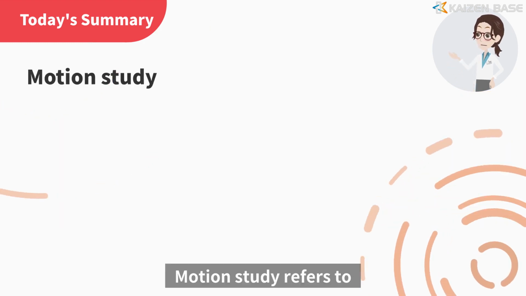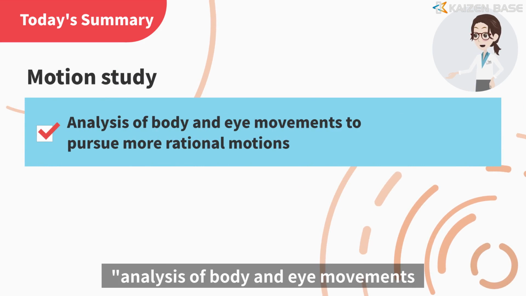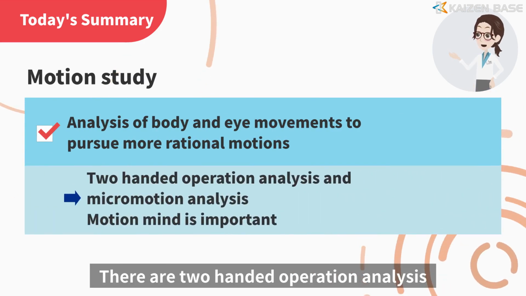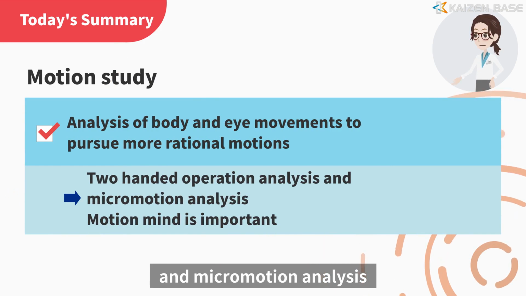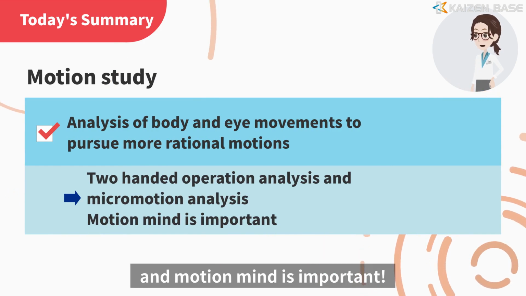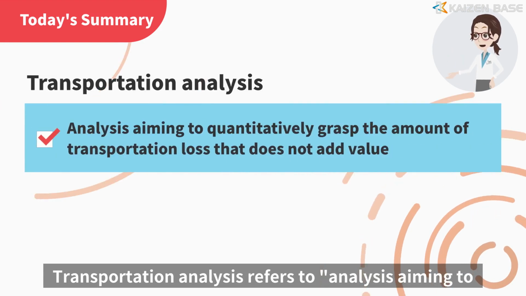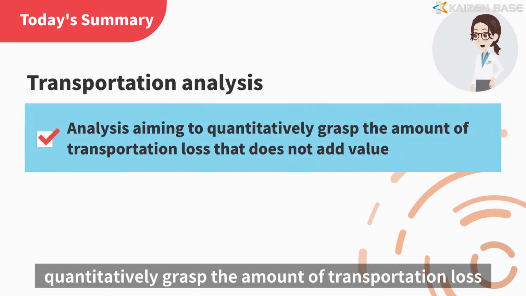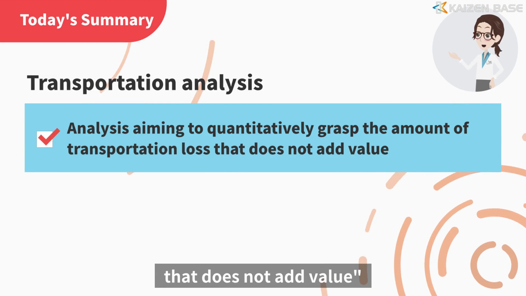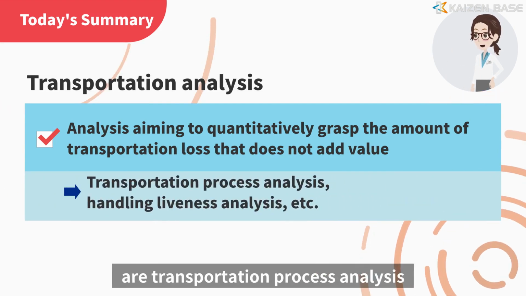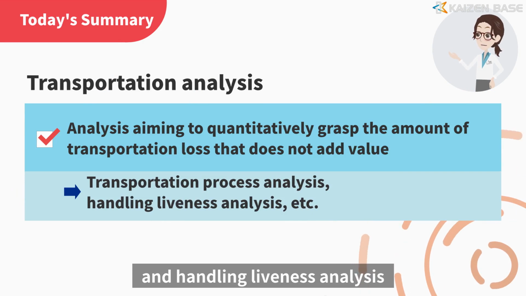Motion study refers to analysis of body and eye movements to pursue more rational motions. There are two-handed operation analysis and micromotion analysis, and motion mind is important. Transportation analysis refers to analysis aiming to quantitatively grasp the amount of transportation loss that does not add value. The typical analysis techniques are transportation process analysis and handling liveness analysis.